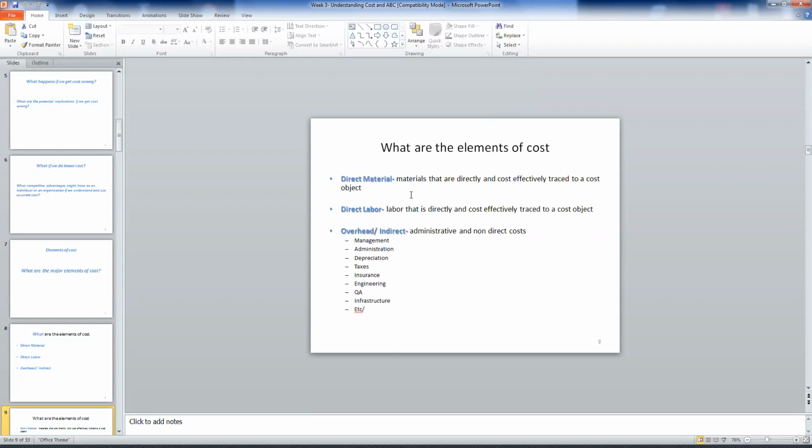So think about your smartphone that everyone carries around with them. What are the direct materials in there? Those are the items that, if I were building that smartphone, I could directly and cost effectively trace to the cost object. So I could look at the screen, the electronics inside, the microprocessor, the memory chip, etc., and I can figure out what parts go in there and what I pay for each part. Those are my direct materials.